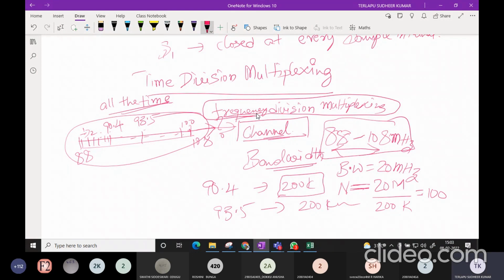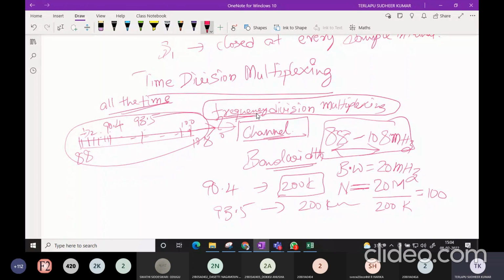Can anyone tell me what is the disadvantage of frequency division multiplexing? What is the disadvantage of frequency division multiplexing? Bandwidth is more, sir. Bandwidth is not more, bandwidth is less.